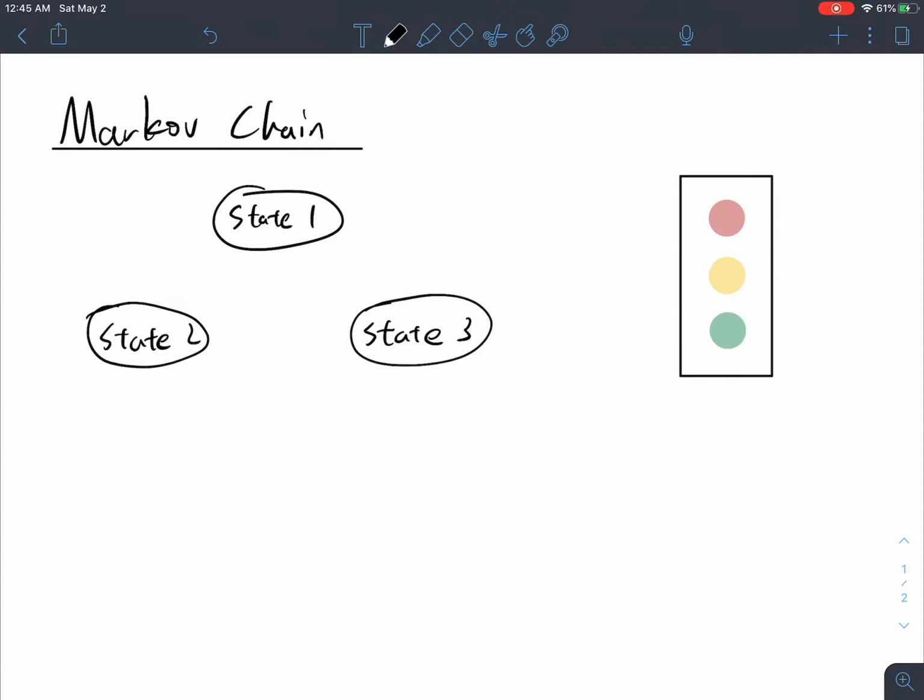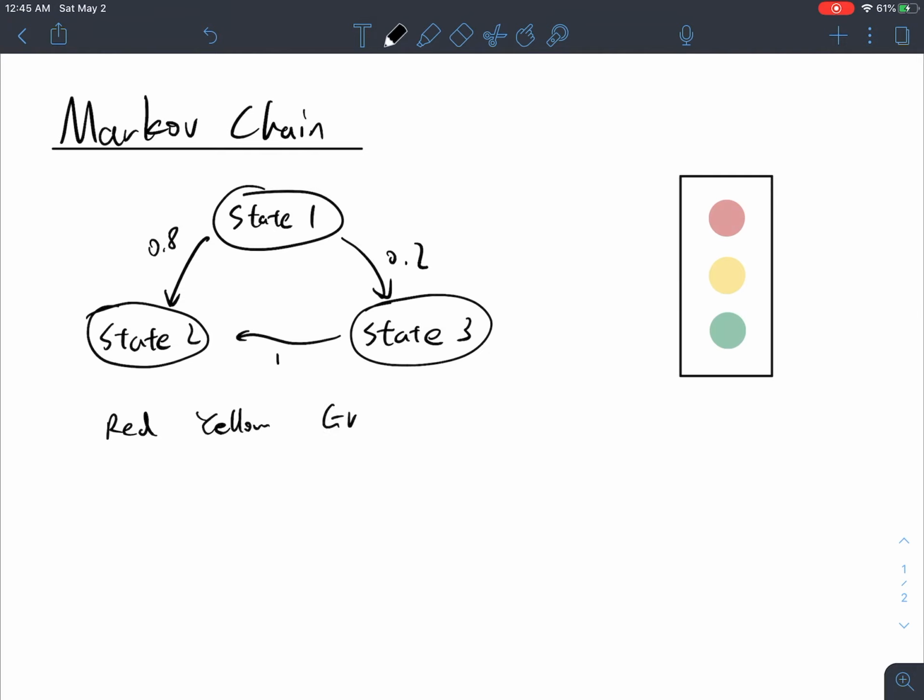A Markov chain is a mathematical tool to analyze systems with a finite set of states. The system can transition between different states with some probability. For example, the traffic light. We know that the traffic light has exactly 3 states: red, yellow, and green.